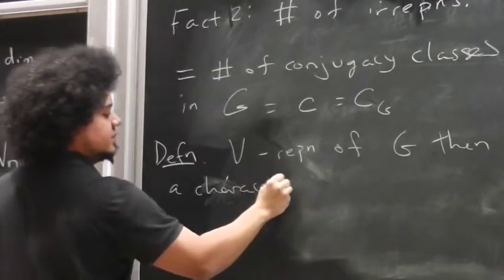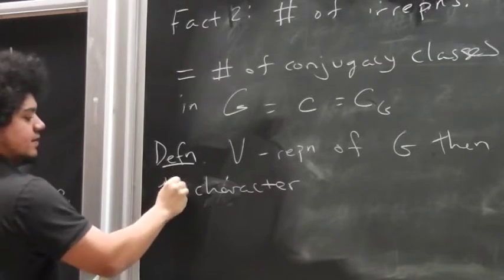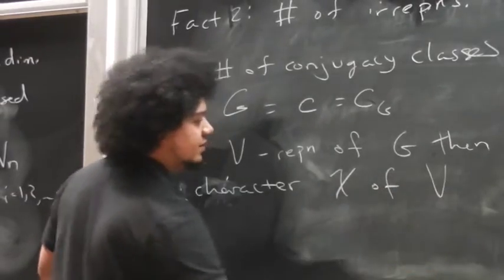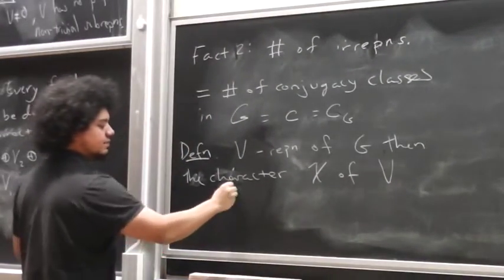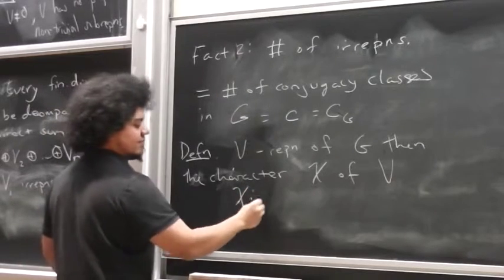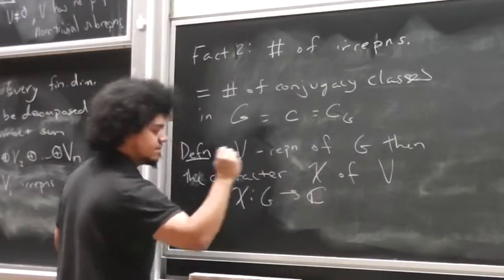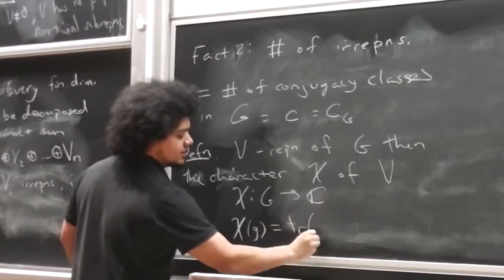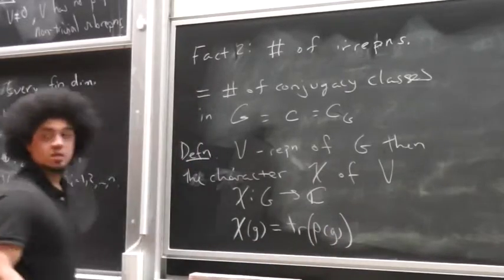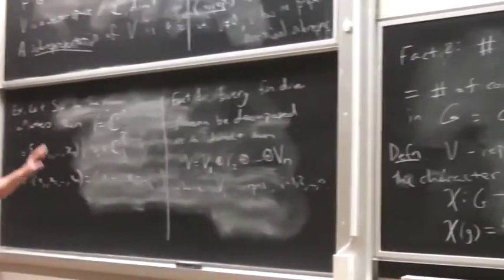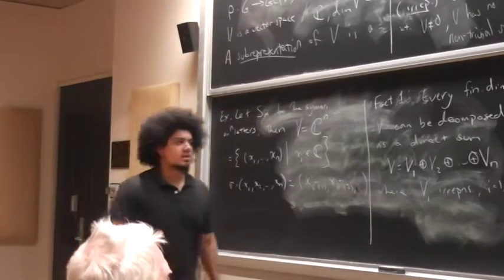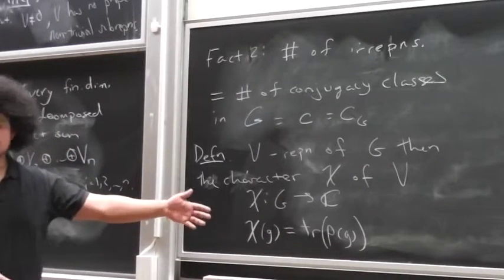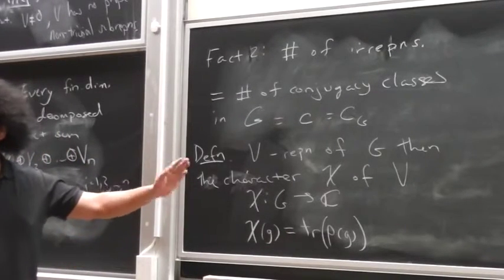The character, chi of the representation V, is a map from G into the underlying field. All it is, it's the trace map. So it's the trace of rho of G, where rho is the homomorphism corresponding to the representation. Since it's a trace map, and rho is a homomorphism, it turns out that it's constant on conjugacy classes.